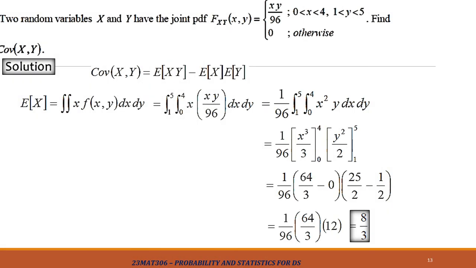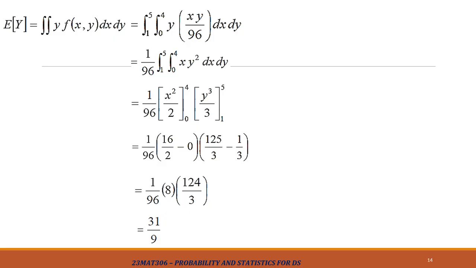For the two random variables x and y, the joint probability density function is given, again a continuous random variable. We are going to find the covariance of x comma y. We know this is the formula for covariance. After that, we have to calculate the E of x value. It is a double random variable, so we have to take the double integration. It is 8 by 3. Next, E of y means the formula y into f of x comma y into dx into dy. So this answer is 31 by 9.